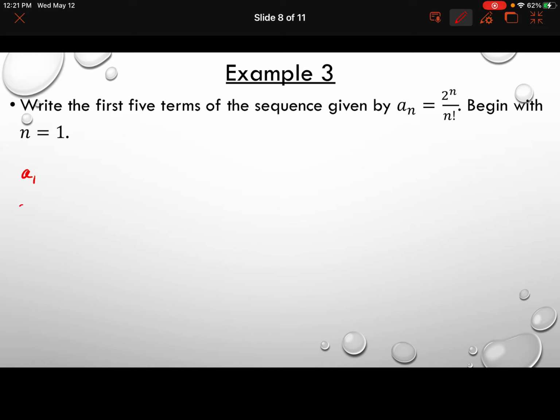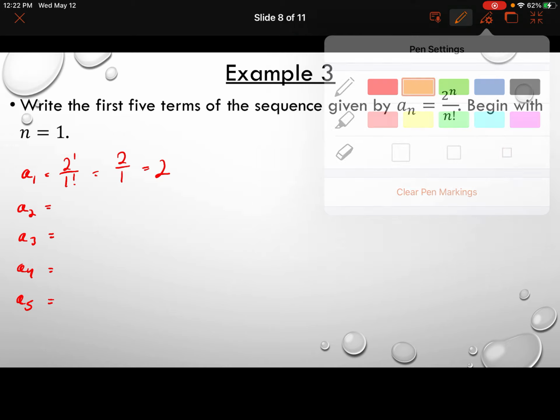We've done this before. So a sub 1, sub 2, sub 3, sub 4, and sub 5. And it tells us in the problem to start with 1, so we're good there. All right, so a sub 1 would be equal to 2 to the first power over 1 factorial. So 2 to the first power is just 2, and 1 factorial is just 1, because you're basically going through all numbers from 1 to 1. So that's 2. Okay, let's do the next one.